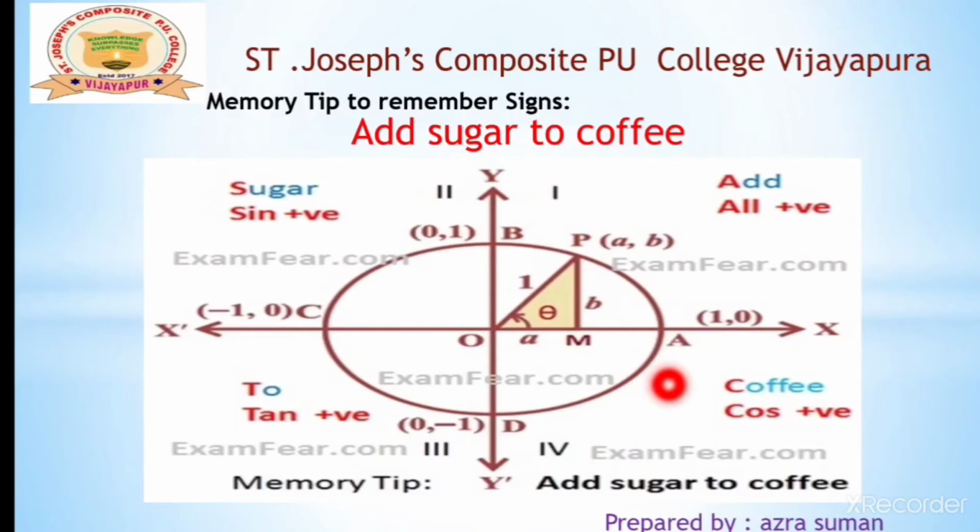ASTC. A means all angles are positive in the first quadrant. S means sine and cosec are positive in the second quadrant. T means tan and cot are positive in the third quadrant. And C means cos and sec are positive in the fourth quadrant. Remember this statement to remember this full chart.